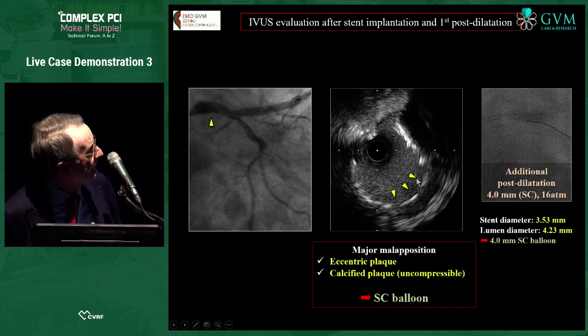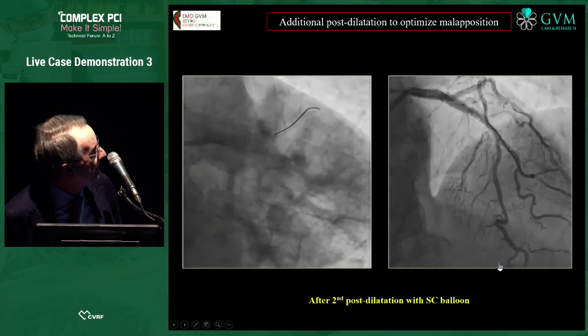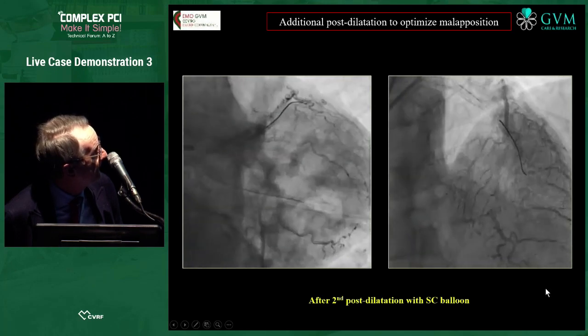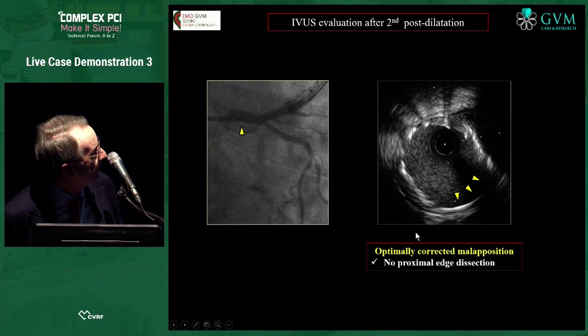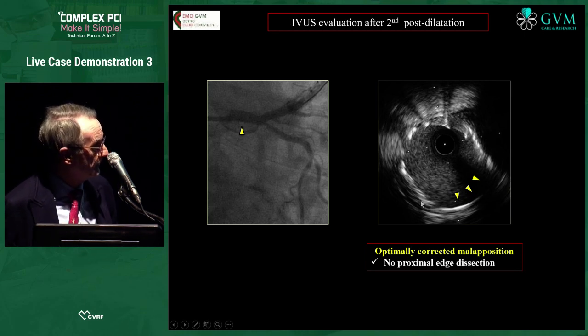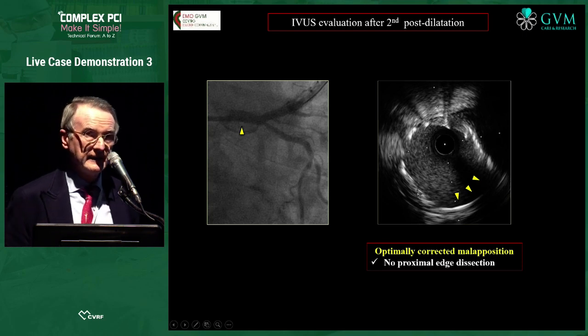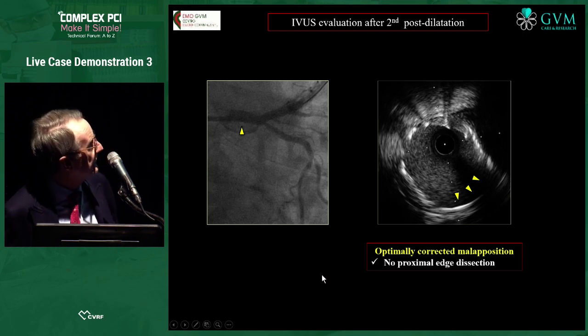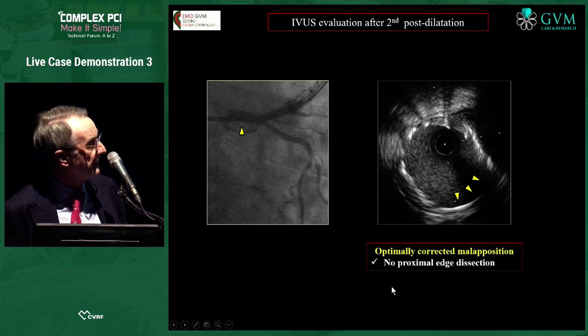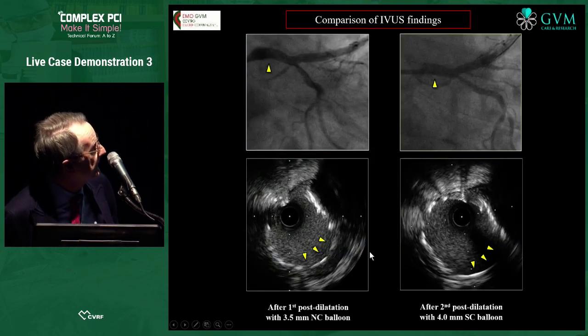This malapposition is not due to calcium, and this type of malapposition can be easily corrected by utilizing a semi-compliant balloon at high pressure. You don't see any difference by angiography, of course, but with inflation of a semi-compliant balloon at high pressure, you fully correct the malapposition. So sometimes, even in calcific lesion, the utilization of a semi-compliant balloon is appropriate to better expand the stent.